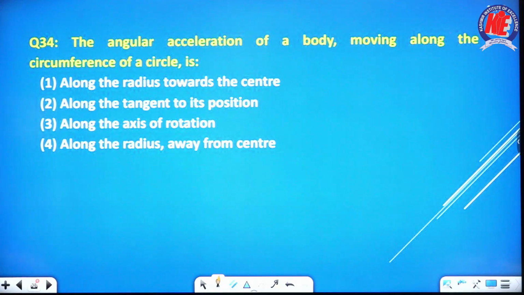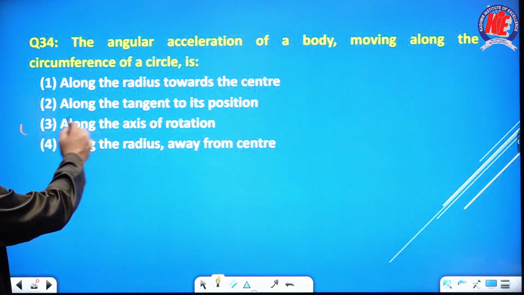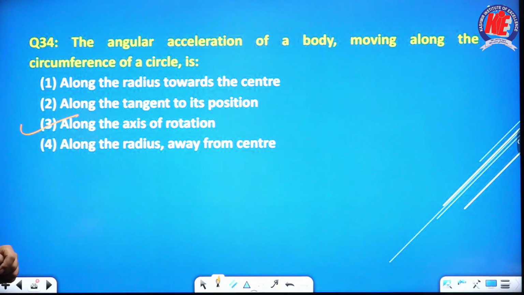Next one please. The angular acceleration of a body moving around the circumference of the circle is along the axis of rotation. I guess NEET 2023 का asked question है.